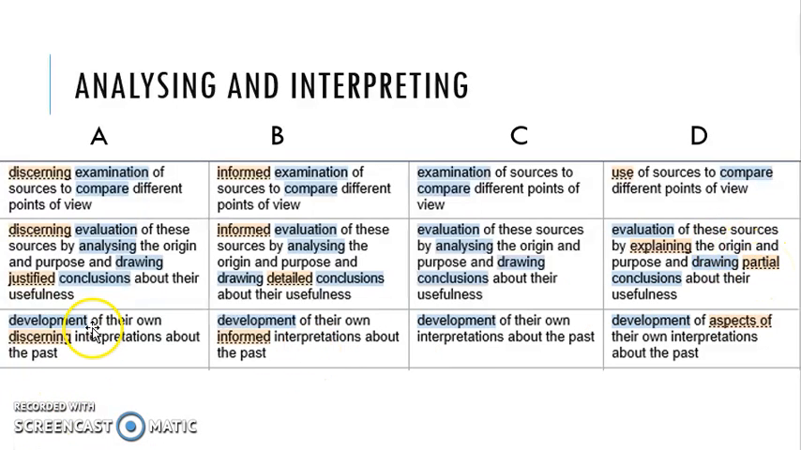Finally, in this criterion, you are being graded on developing your own interpretations about the past. So this is where you would be looking at the reliability of the information and how much of the information and which parts you selected in order to help with your research. Your teacher will be looking at whether you have done a discerning interpretation of the reliability in your selection of notes, whether it was an informed interpretation, whether it was an interpretation, or whether you only had aspects included.